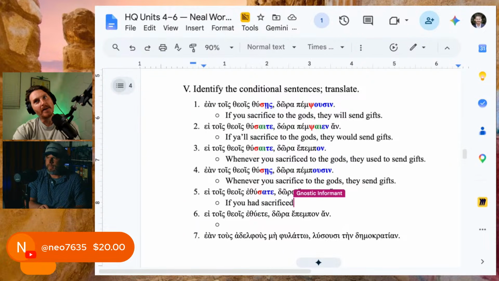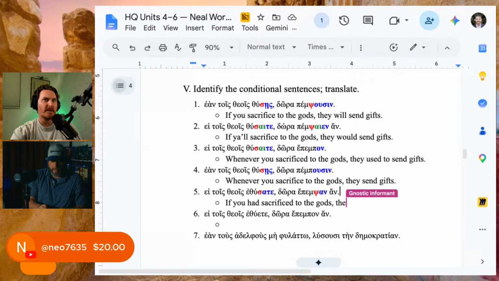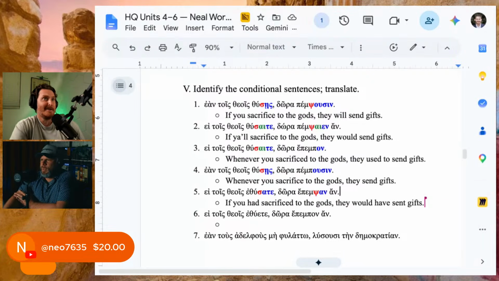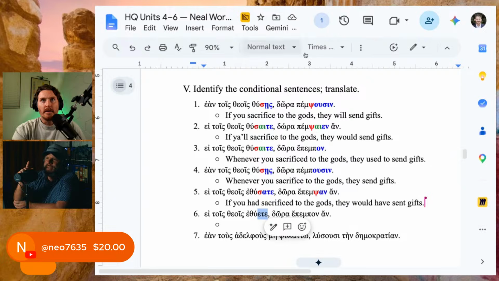Yep. If you had sacrificed to the gods, then they would have sent gifts. So basically, y'all didn't send any sacrifices to the gods. They would have sent the gifts, but you didn't make any sacrifices, so you're screwed. Past contrary. It's contrary to the fact, but it's in the past.